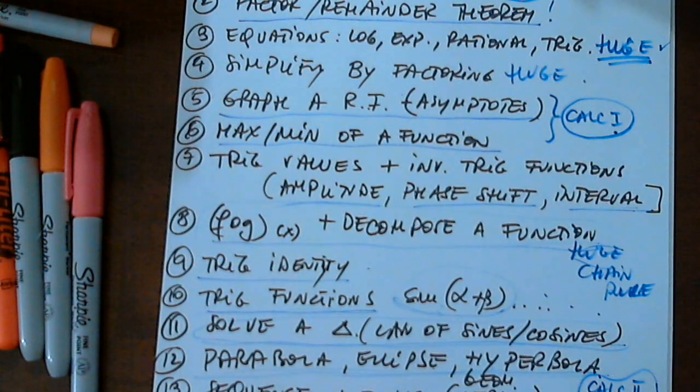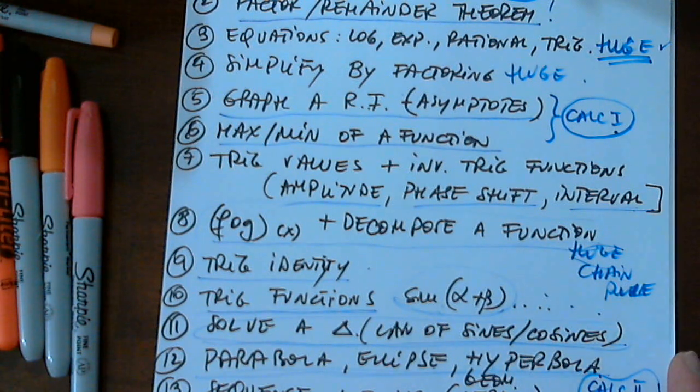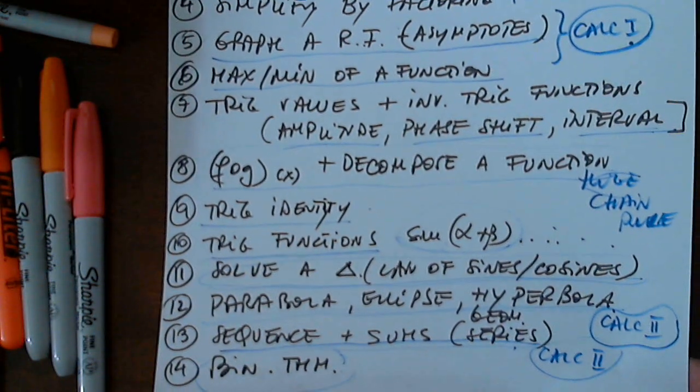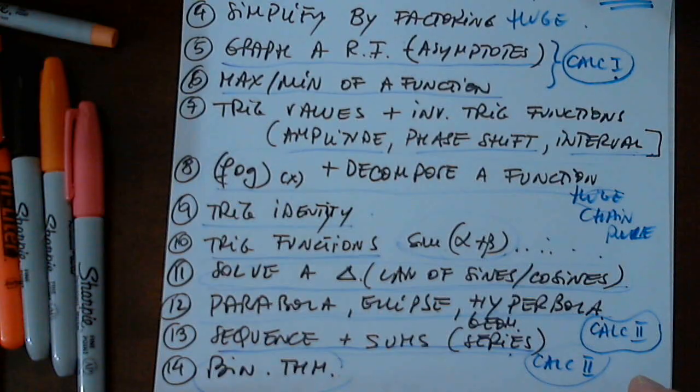Okay, so huge, super important for Calc 2. The binomial theorem, very important, not for Calc 1, not for Calc 2 per se. It's for your understanding of powers of a binomial, what happens and how many terms. And I would not consider it a huge topic. It's an important topic. We should be able to use it for Calc 1 and Calc 2, but I don't consider it huge.